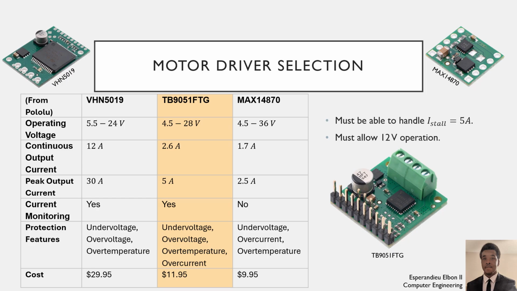The Toshiba TB9051FTG is an automotive motor driver with exactly those specifications. The cost makes it attractive as well. As an added benefit, there are several protection features integrated into the IC. The most important one, it seems, is the overcurrent monitoring feature, which will be discussed later.